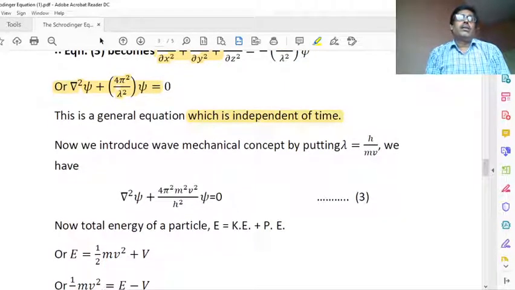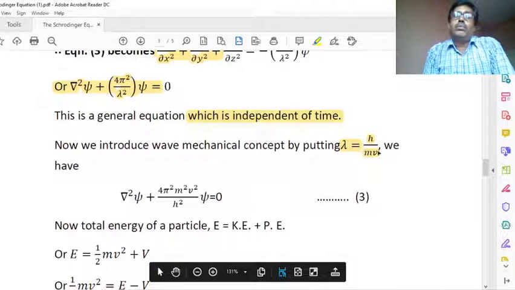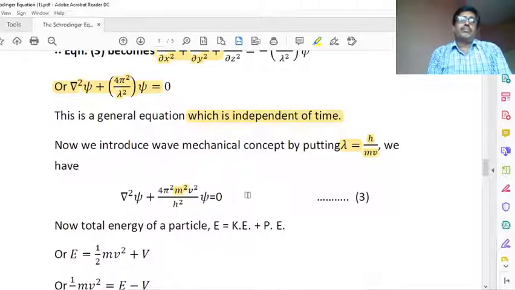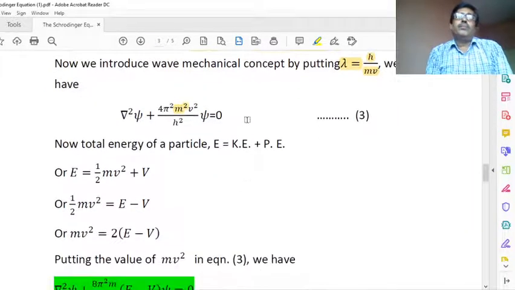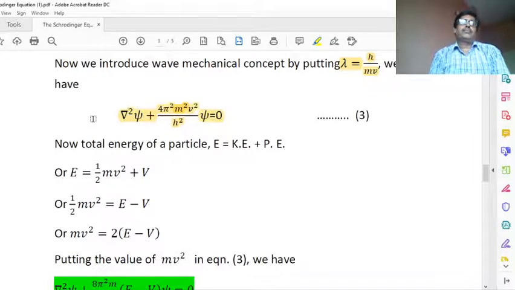So let us see, this is del 2 psi plus 4 pi square by lambda square psi, and here lambda is equal to h by mv, so lambda square is equal to h square by m square v square, and this value is placed here. With lambda square in the denominator, the term will go upside: m square v square, and in the downside it will be h square. Now this is the equation 3.